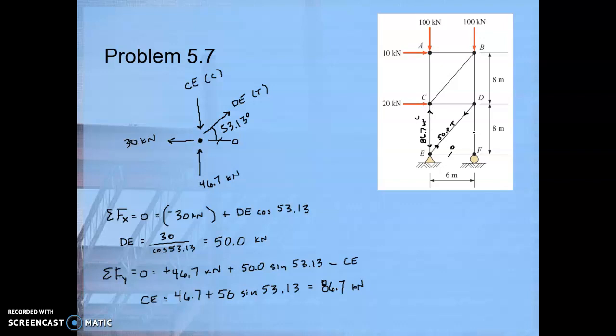So we've already found this truss member, DF, EF, DE, CE. So we found all 4 of these. So next we can move on to either joint C or joint D.